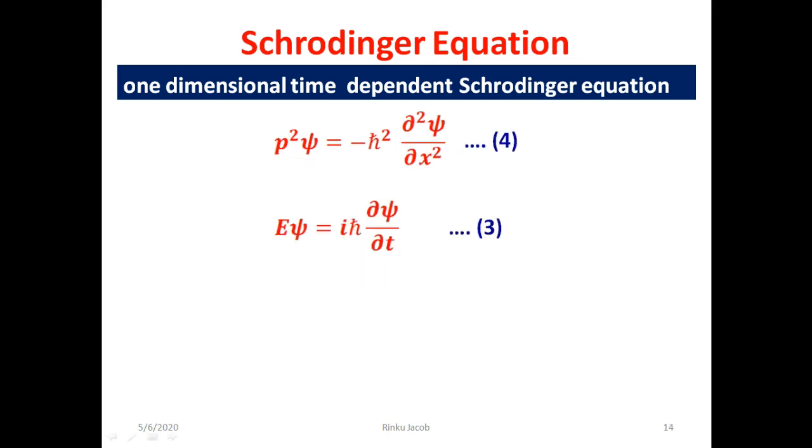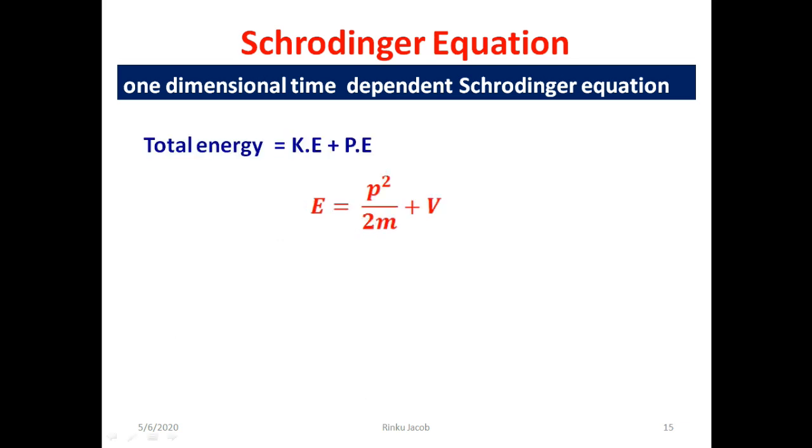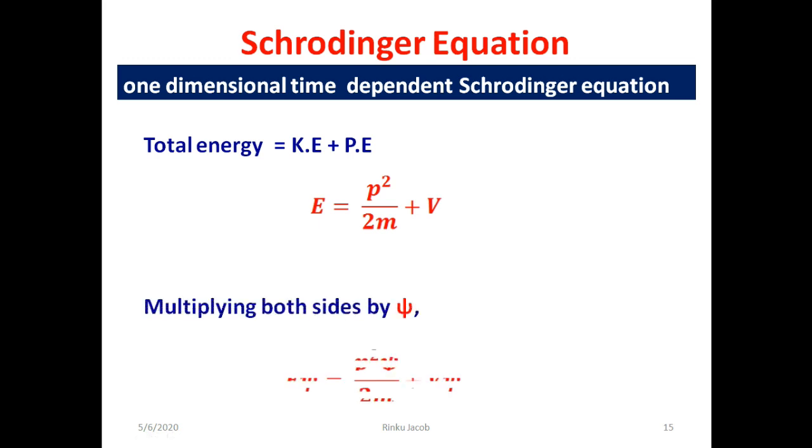Using equation 3 and 4, we can find the total energy of the particle. The total energy of the particle is the sum of the kinetic energy and potential energy. That is E is equal to p²/2m plus V, where p²/2m is the kinetic energy and V is the potential energy and E is the total energy. Now to make use of equation 3 and 4 in the total energy equation, we multiply both sides of the total energy equation by the wave function ψ. That is Eψ equal to p²ψ/2m plus Vψ.